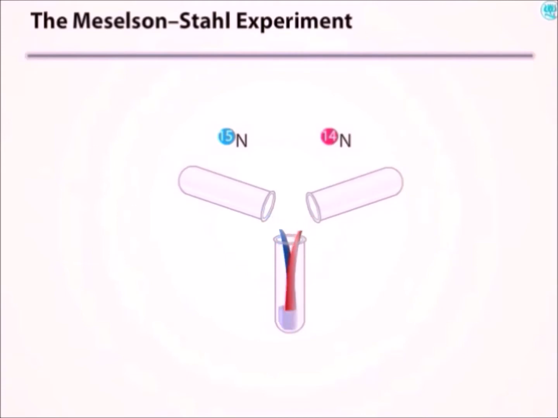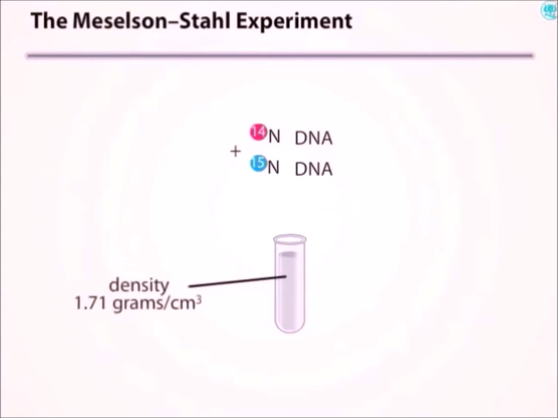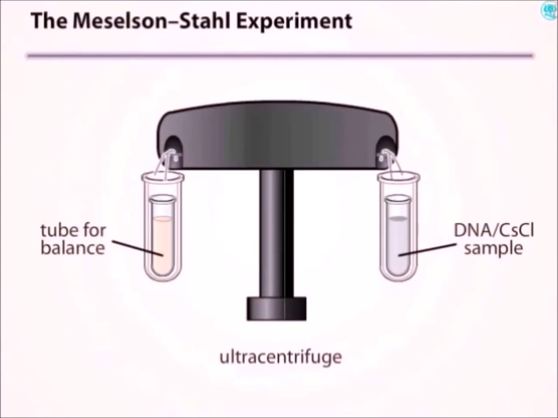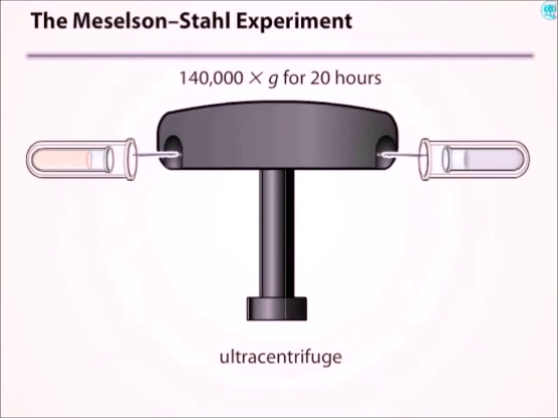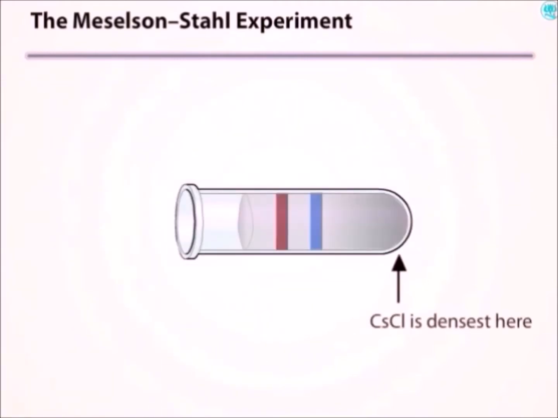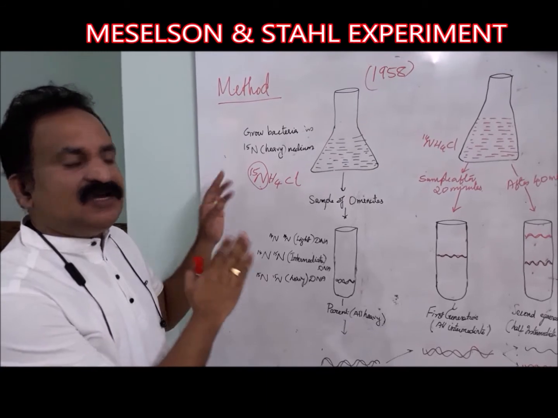From both media, the bacteria were taken out and mixed together, then a concentrated solution of cesium chloride with a density of 1.71 gram per centimeter cube, equivalent to the density of DNA, was added. Then it is centrifuged, one tube with the DNA sample and the other tube for balance, at 140,000 g for 20 hours in an ultracentrifuge. The blue color is the heavy DNA and the red one is the light DNA. This is the method of the Meselson and Stahl experiment.